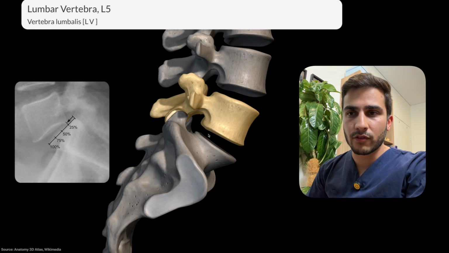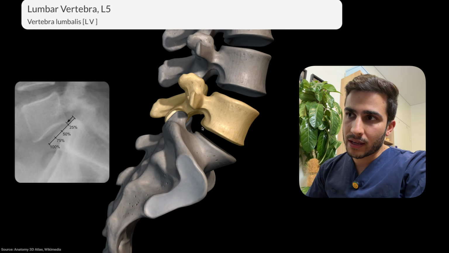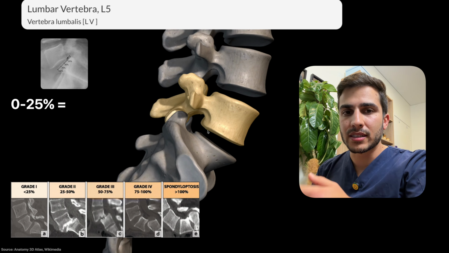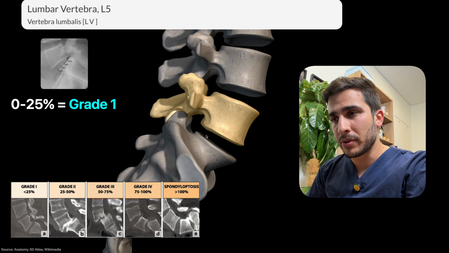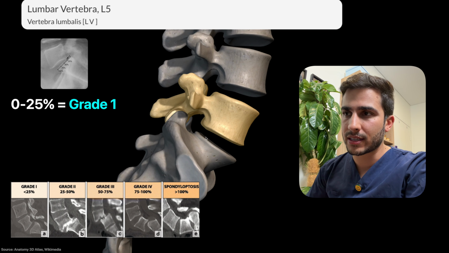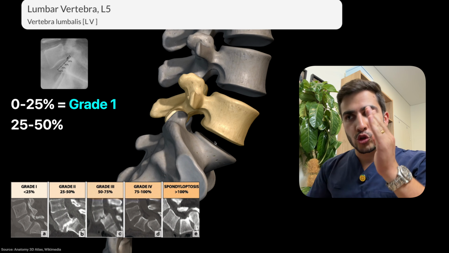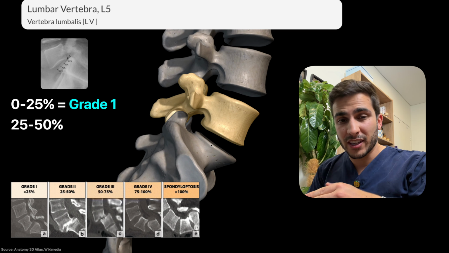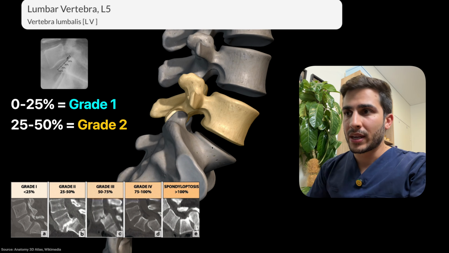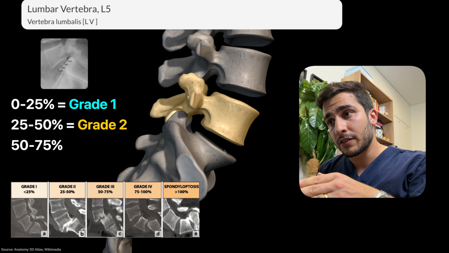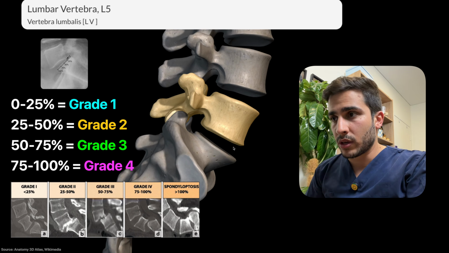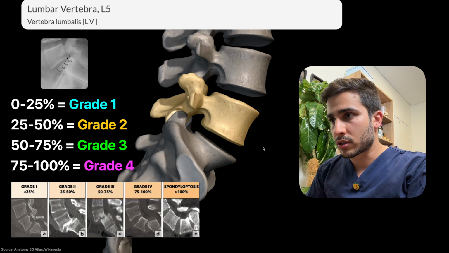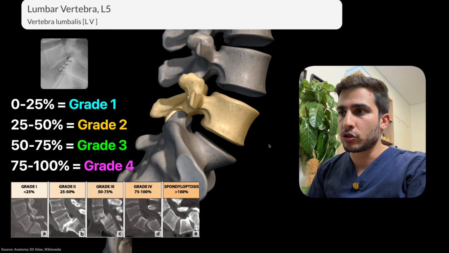If this L5 was to be slipped forward within the first 25% of this, that'd be considered a grade 1 spondylolisthesis. Okay, so if it's going up until the 25th percentile of here, then it's grade 1. If it goes between the 25th to the 50th, so the 50th being the halfway line, that's grade 2. And then if it goes between the 50th and 75th, that's grade 3. And then obviously the 75th to 100th, that's grade 4. So that's how we classify and grade the spondylolisthesis.